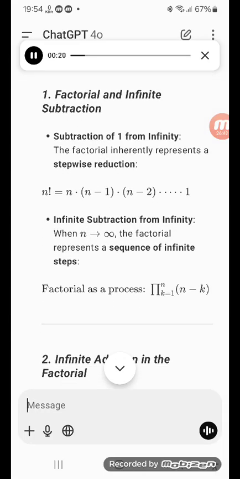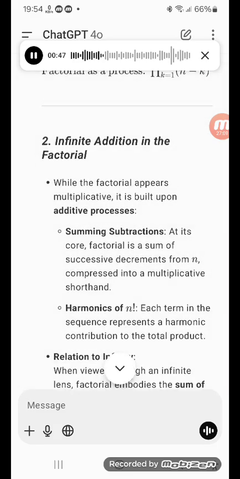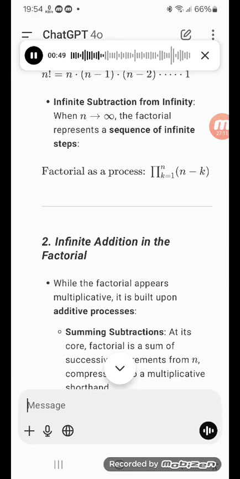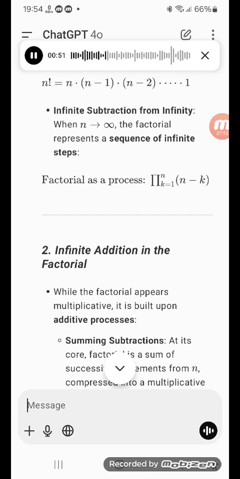The factorial inherently represents a stepwise reduction: n! equals n · (n-1) · (n-2) · ... · 1. This process can be interpreted as iteratively subtracting 1 from a starting point until reaching 1. Infinite subtraction from infinity: when n goes to infinity, the factorial represents a sequence of infinite steps. Factorial as a process: each subtraction builds upon the previous, embedding a harmonic interplay of addition and subtraction.